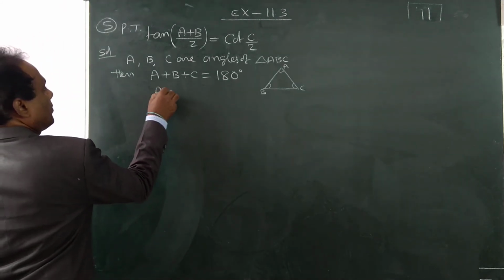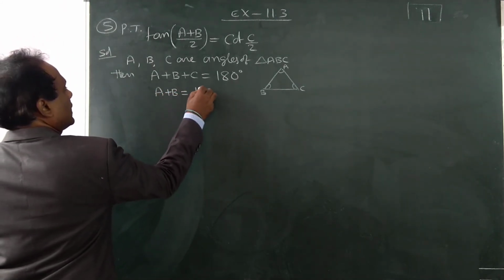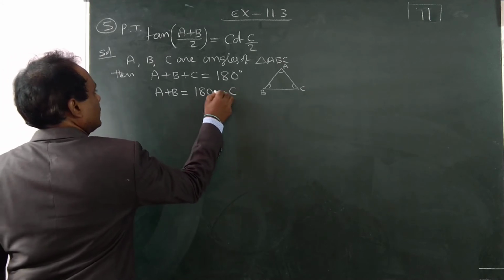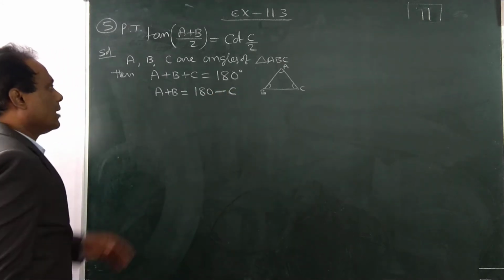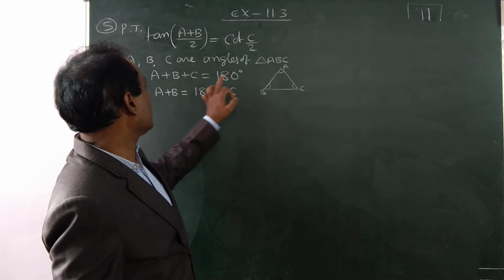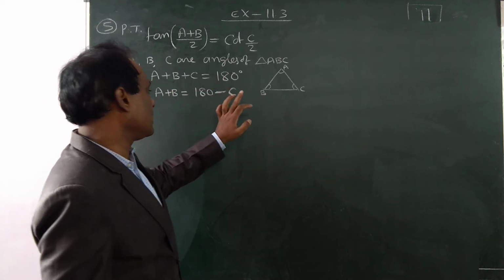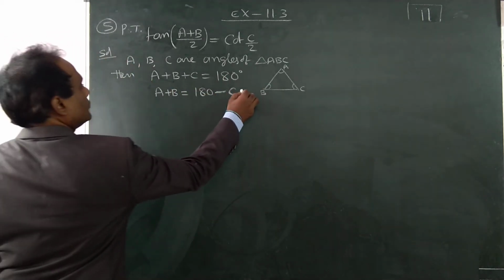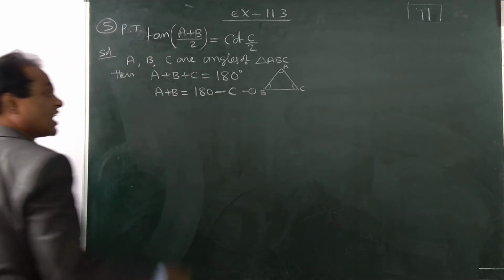So suppose I want A plus B, then C can be taken to the right side. A plus B plus C is equal to 180 degrees. A plus B is equal to 180 minus C. So leave it. I will use this concept afterwards.